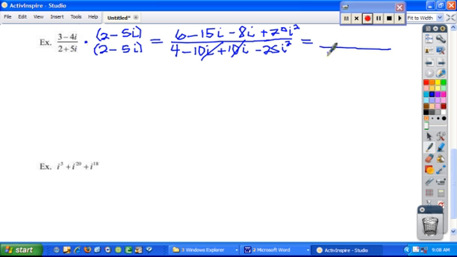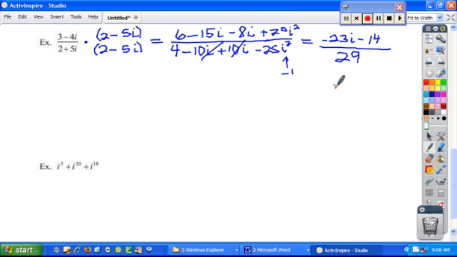And then 4 minus 25i squared. Well, i squared is negative 1. So 4 plus 25, I get 29. And on the top, the negative 15 and the negative 8, that's going to give me negative 23i. And then 6, and then here I have plus 20i squared. The i squared is negative 1 again, so that gives me minus 20. 6 minus 20 is going to be negative 14.